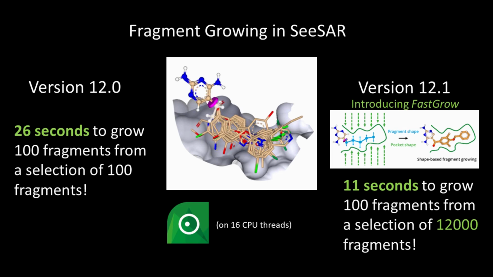A simple experiment conducted shows that the original fragment growing algorithm took close to half a minute to grow 100 fragments from a collection of just 100 fragments, while FastGrow takes just over 10 seconds to grow 100 fragments from a collection of 12,000 fragments. This is a clear demonstration of improvements in speed and efficiency of the FastGrow method.